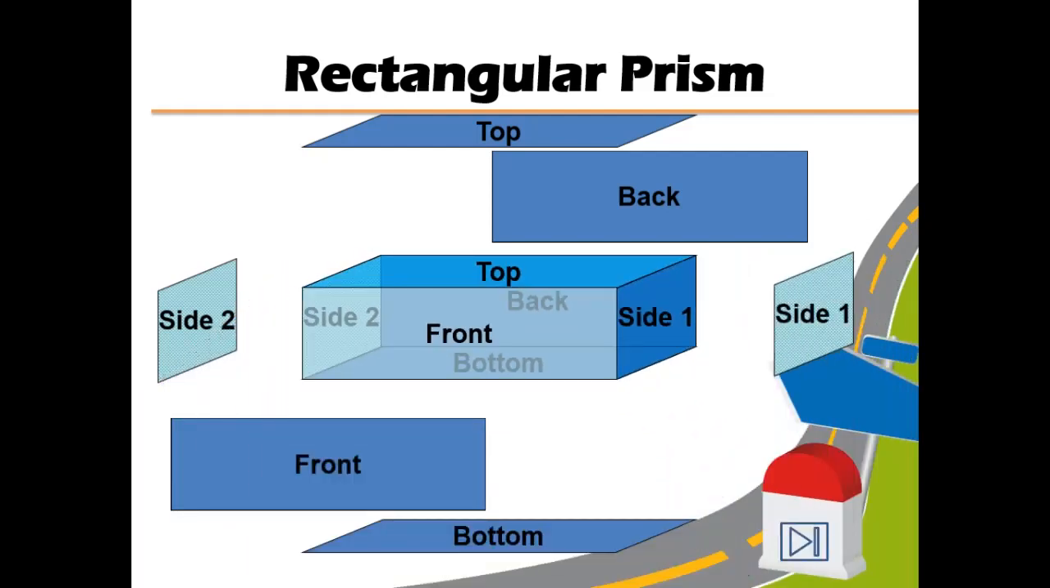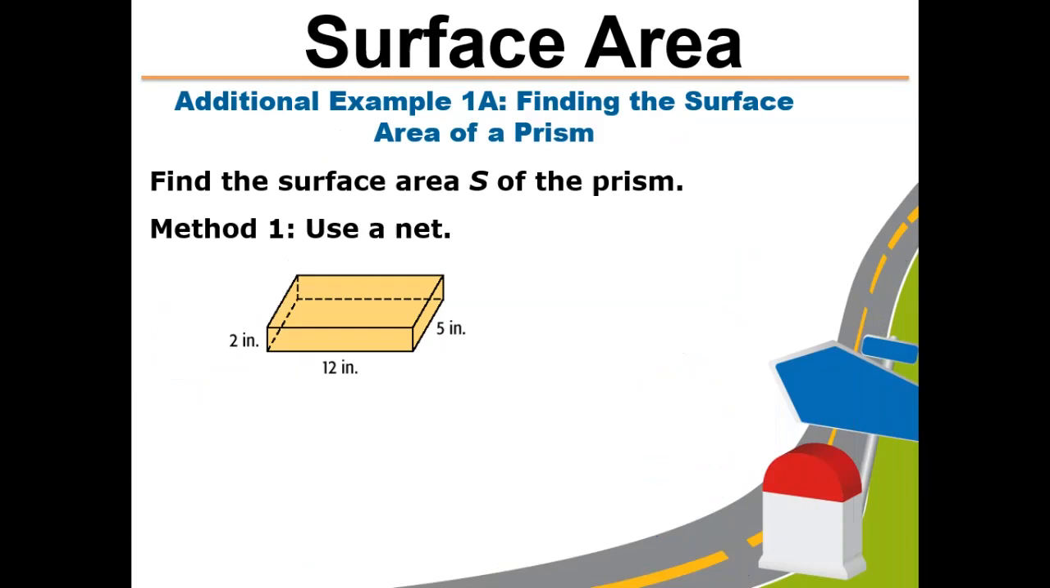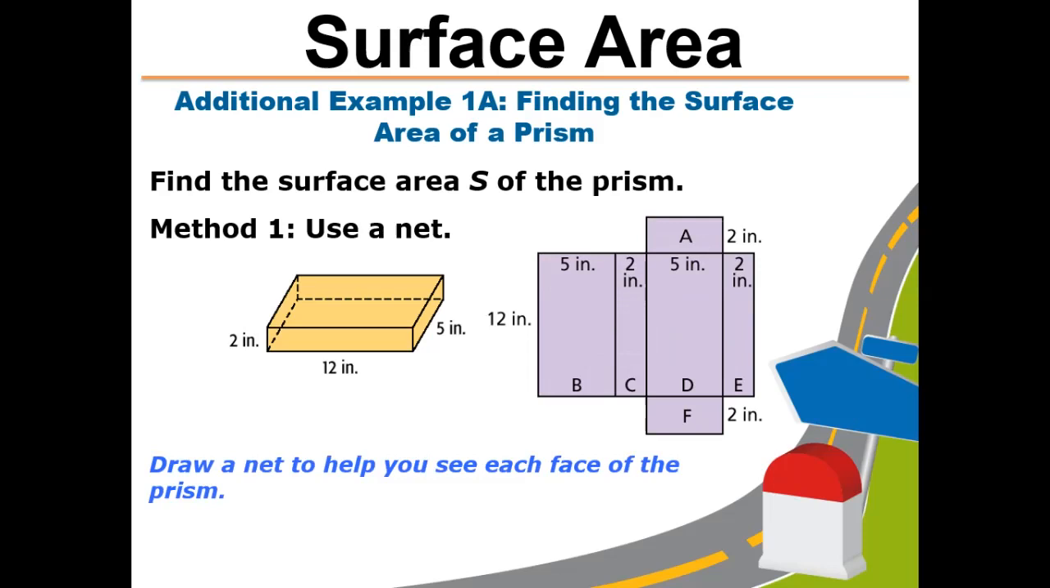How can we do this? Let's practice and see example number 1. The question will come to you just like this. Find the surface area S. This is the abbreviation for surface area. S of the prism. And here I give you these dimensions: 2, 12, and 5, and the net. In most questions, I will give you the net ready like this. When you check your book, you will find it like this. The net is ready, okay? So, how will we start?